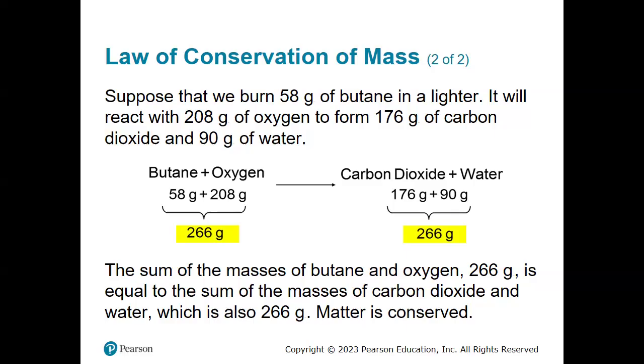Now, if I were able to collect those products and measure the masses of those products, what I would get is that I'd have 176 grams of carbon dioxide and 90 grams of water. Put those together, I get the same 266 grams. The mass of the reactants, 266 grams, is equal to the mass of the products, 266 grams. Since the mass is conserved, we can make an assumption that matter is conserved as well, because matter and mass are directly related to each other.